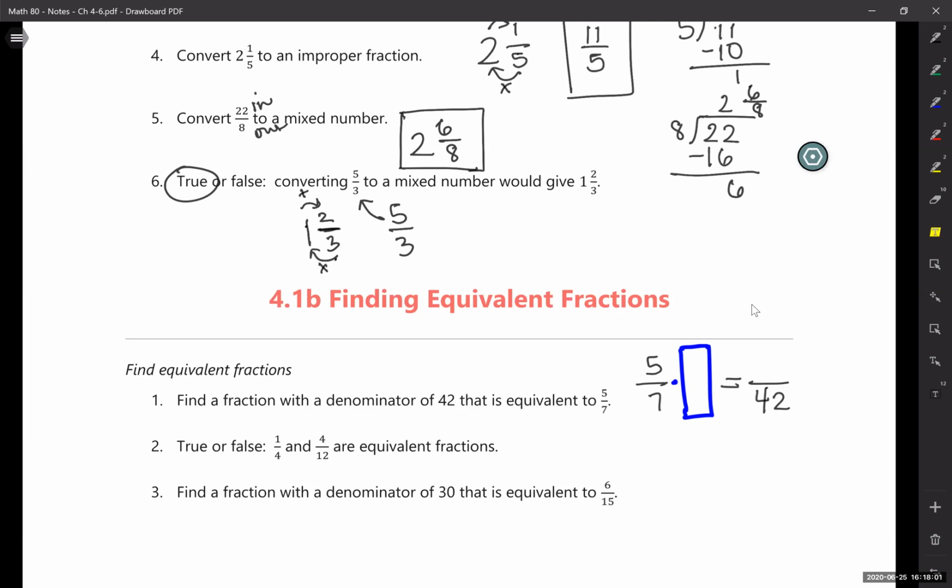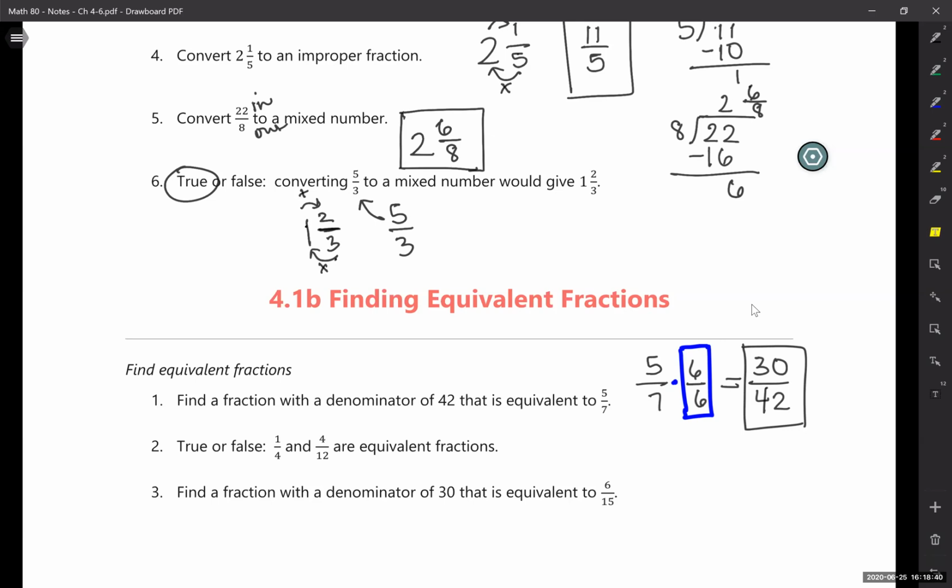So what I'm going to do here is figure out, well, I have a 7, and I want it to turn into a 42. So I can multiply that denominator by 6. And in order to make that blue box a 1, I'd have to put a 6 on top as well. So I have 7 times 6 equals 42 on the bottom. And then I have 5 times 6 equals 30 on the top. So the final answer is 30 over 42.